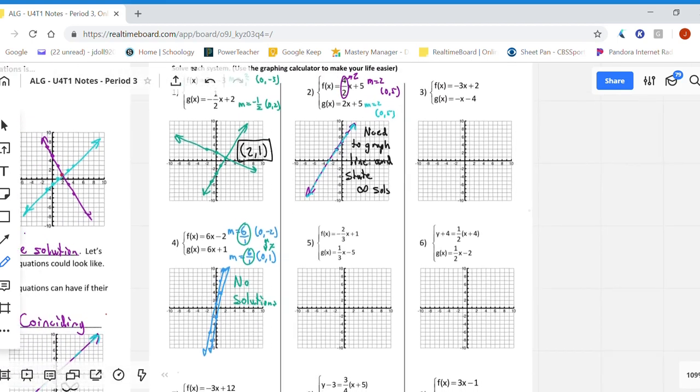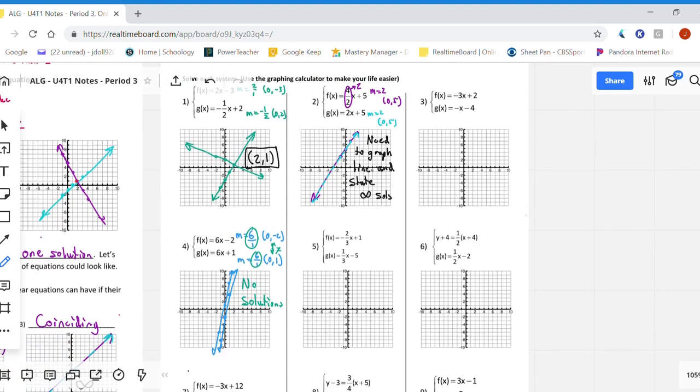Your solution to your system of equations will fall into one of those 3 categories. Either one solution, like here in number 1, infinite number of solutions right here in number 2 where I need to see the line graphed, and then number 4 where there are no solutions.